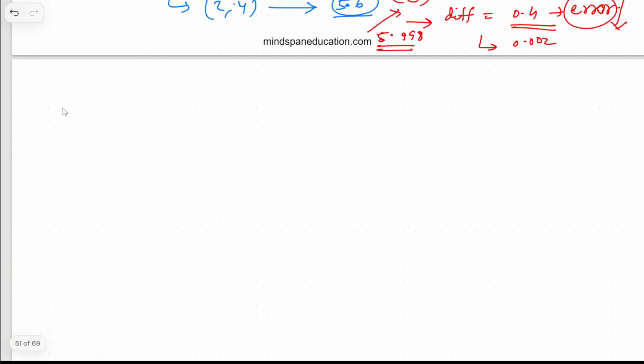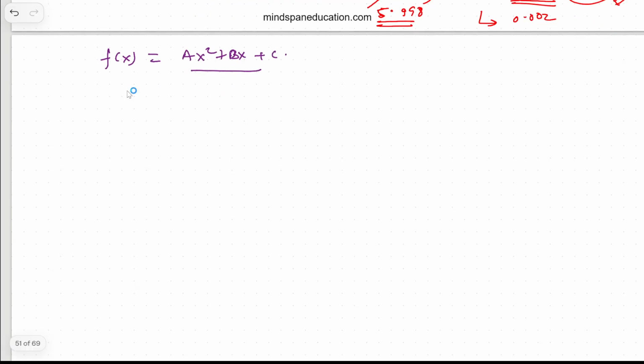Till now, we studied everything like function, single variable function, domain, range, limit, continuity, differentiability, everything. But they were for a single variable, meaning we had a function like f(x) equal to some function, ax square plus bx plus c, something like that. We had only one variable.